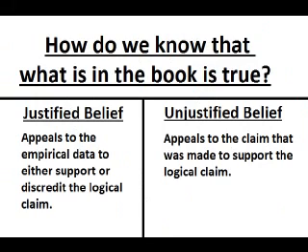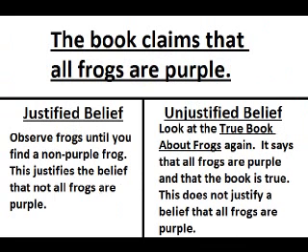Independent verification appeals to the empirical data to either support or discredit the logical claim. Dependent verification appeals to the claim that was made to support the logical claim. What does this mean? Well, let's look at our example. The book claims that all frogs are purple. To justify your belief or disbelief in that statement, you can observe frogs until you find a non-purple frog. This justifies the belief that not all frogs are purple.